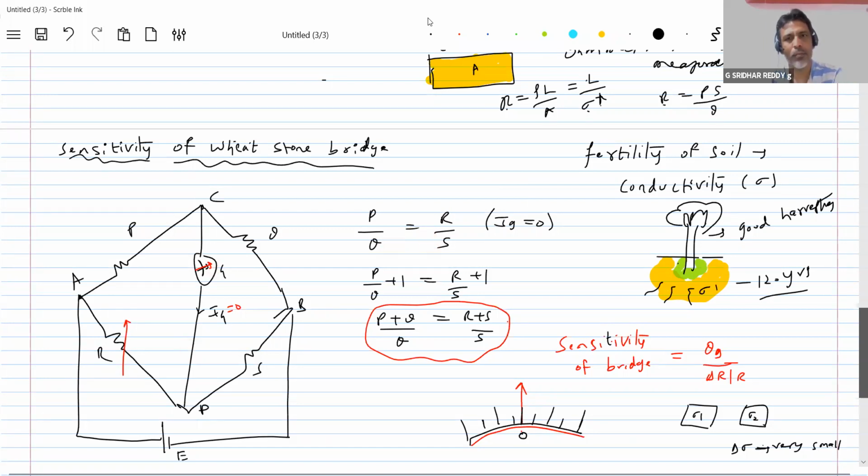Got the idea? But in all our books, what we discuss more is the balanced one. Of course, we use it for electrical application, but the practical application is this one. Therefore, the idea of sensitivity is brought into the picture. For a fractional change in R, if the deflection of the galvanometer is appreciable, then the bridge is said to be more sensitive. This is the idea. What is theta G? Deflection in the galvanometer.